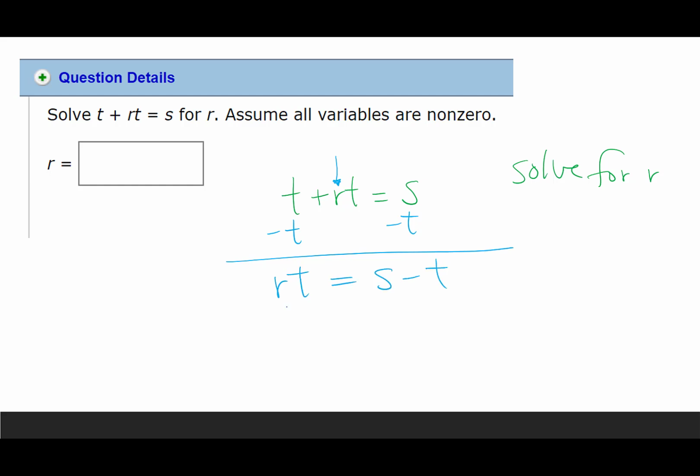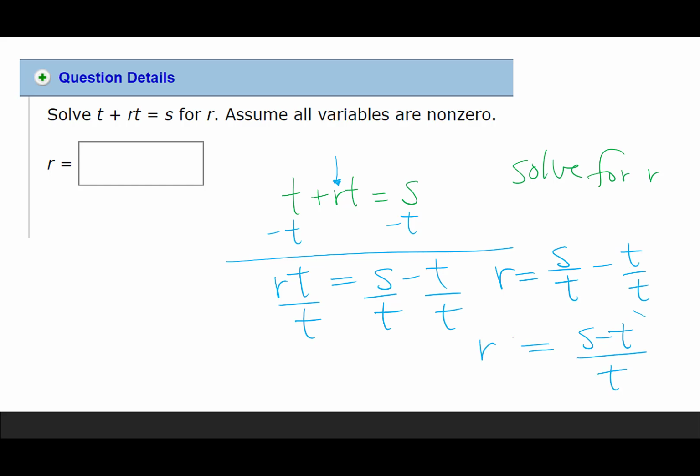Now we're going to divide each term by t to get r equals s over t minus t over t. You could also combine those together because there's common denominator, so it could be s minus t over t. That's the answer I would probably put. So final answer, and it already has the r equal part, is s minus t over t.